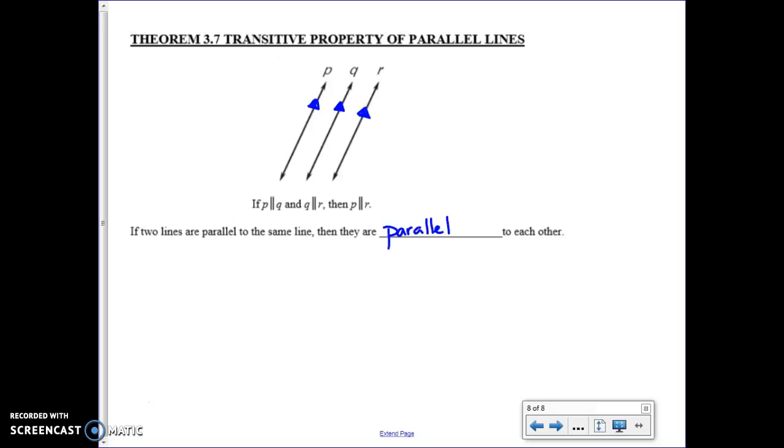Okay, so notes were pretty short today. I would like for you to go over those theorems, those converse theorems. Think about what it means when we do converse. You need to know the difference between those.